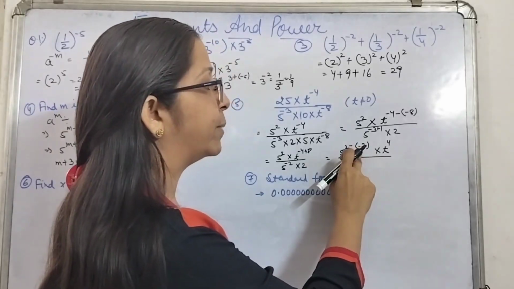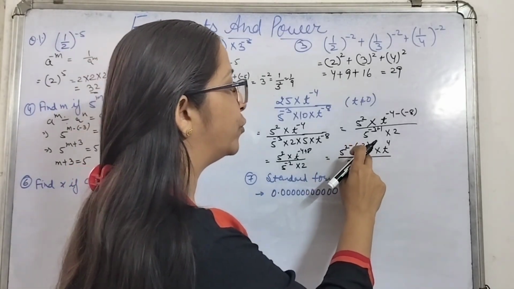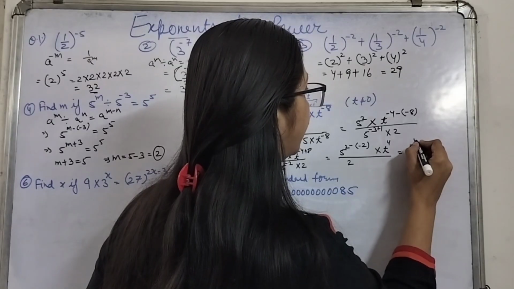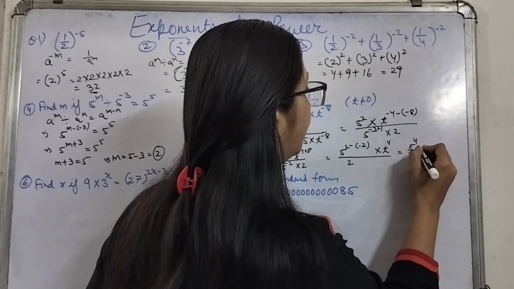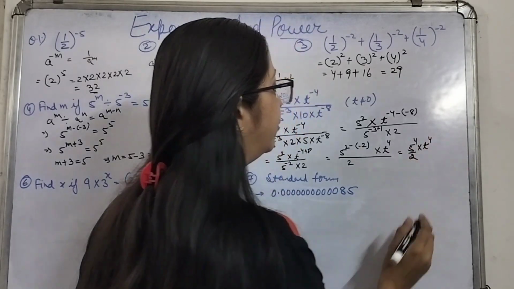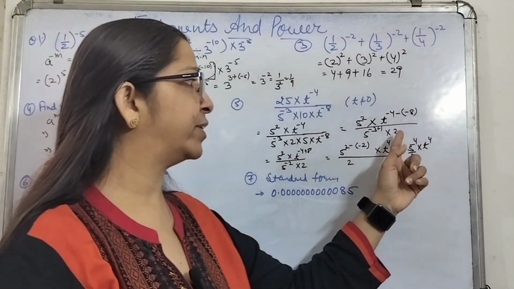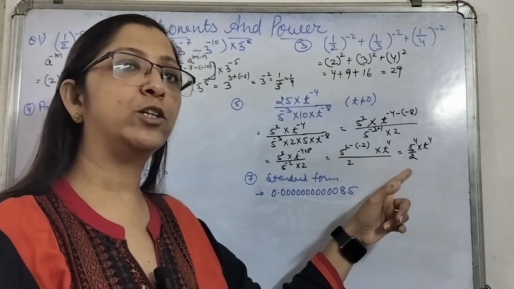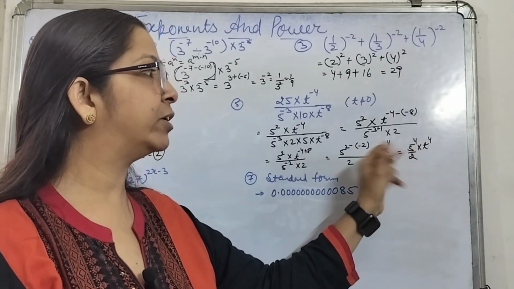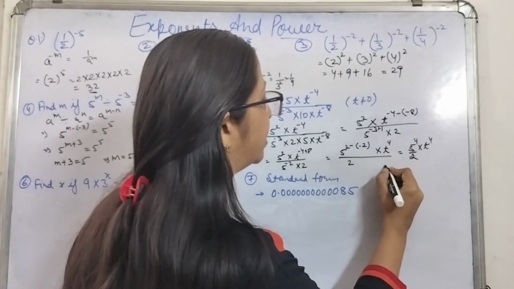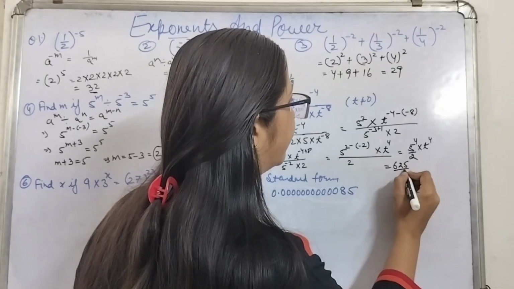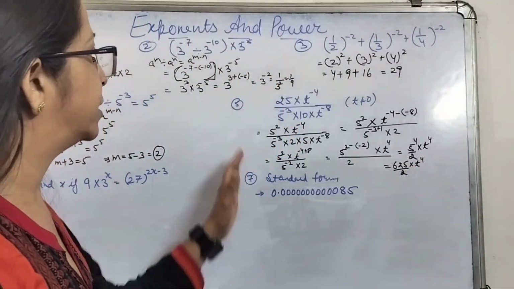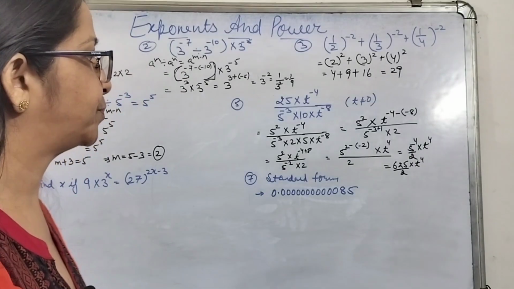2 minus minus will become plus, so 2 plus 2 will become 4. So it will be 5 raised to the power 4 divided by 2 multiplied by t raised to the power 4. This will be the solution. We can find the value of 5 raised to the power 4 even. 5 into 5 is 25 and 25 into 25 will be 625. So this could even be written as 625 divided by 2 in the numerator, t raised to the power 4. This is how we can simplify it.